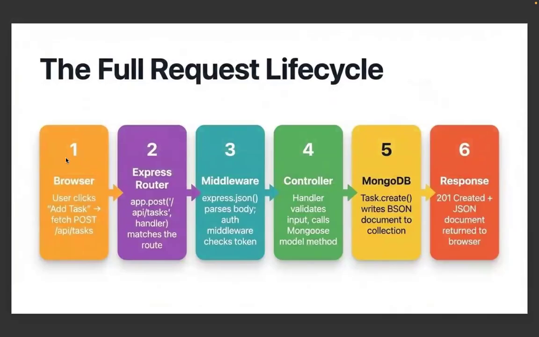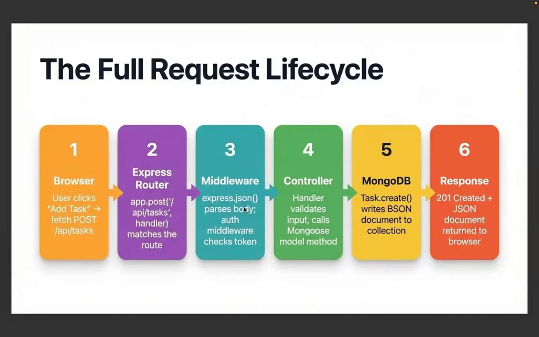The first step is about the trigger. The browser sends a fetch POST request to /api/tasks when a user clicks Add Task on the browser. Then the Express router catches this and matches the route using app.post('/api/tasks') handler, right? And then we will build the request.